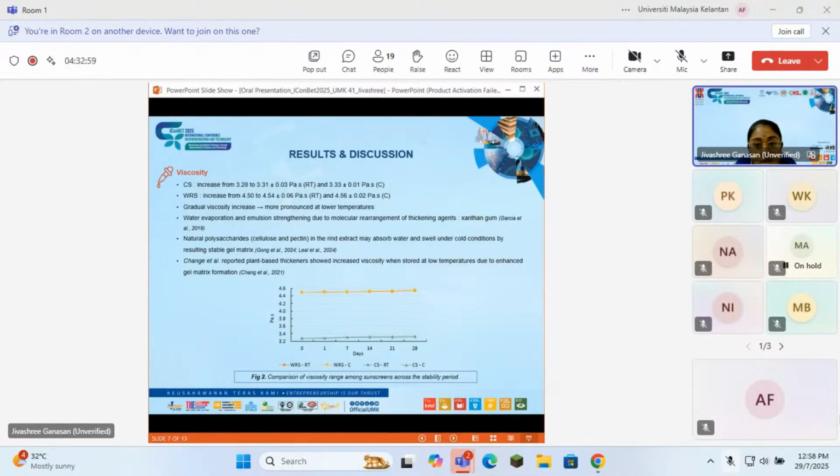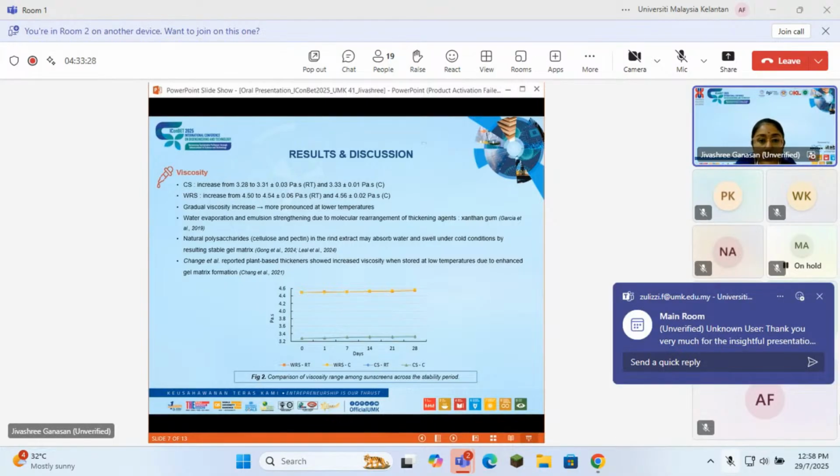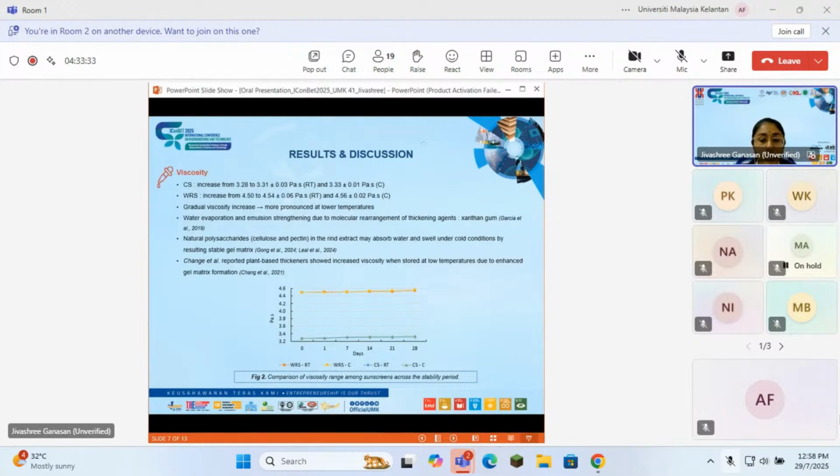This increase in viscosity, especially under low temperature, can be attributed to water evaporation and strengthening of the emulsion. And watermelon rind has natural polysaccharide, which can also absorb water and swell to form a stable gel matrix. This effect was even more pronounced in cold temperature, as the gel structure can be solidified. Compared to the commercial, watermelon rind has more stable viscosity.